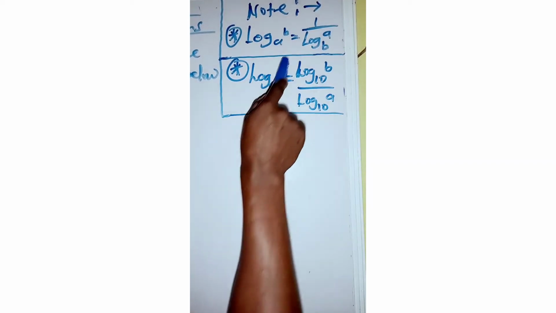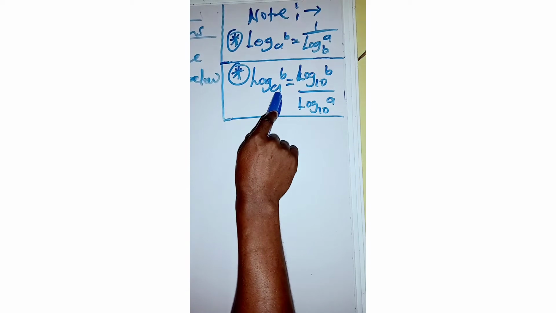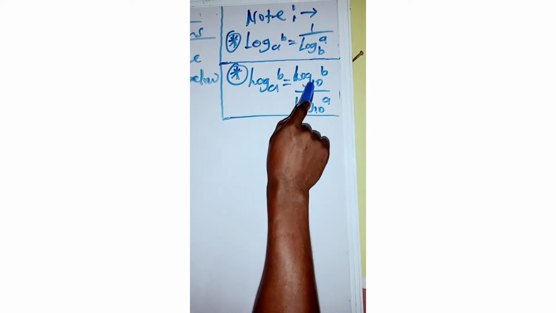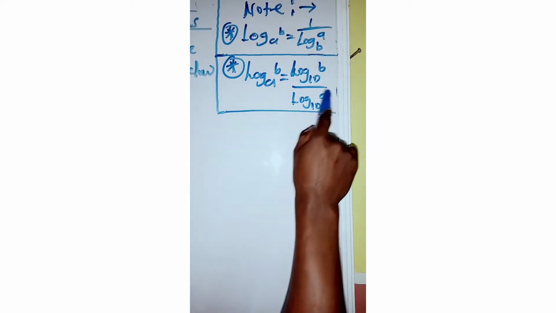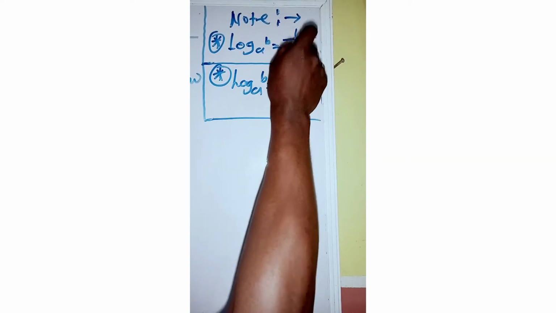If you don't use it this way, you can also apply it this way. That is, when you have log b base a, you can have it as log b base 10 over log a base 10. Now, we are making use of this.